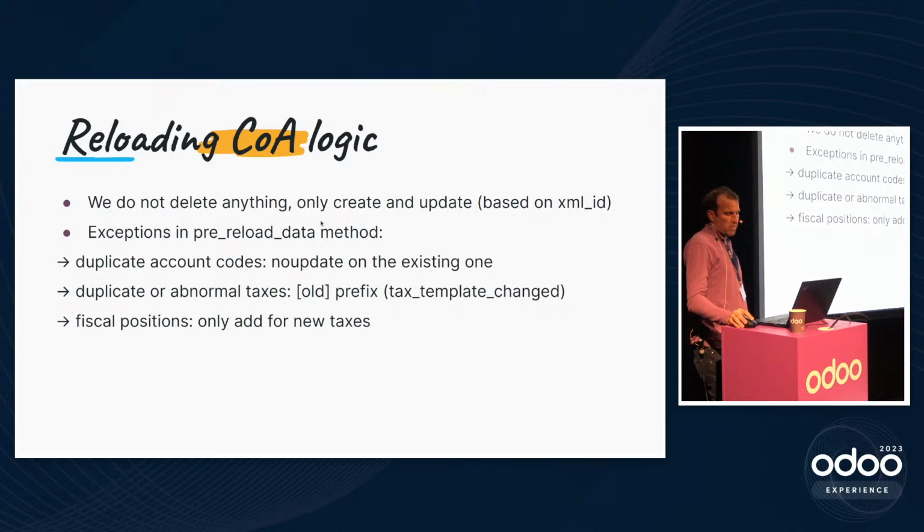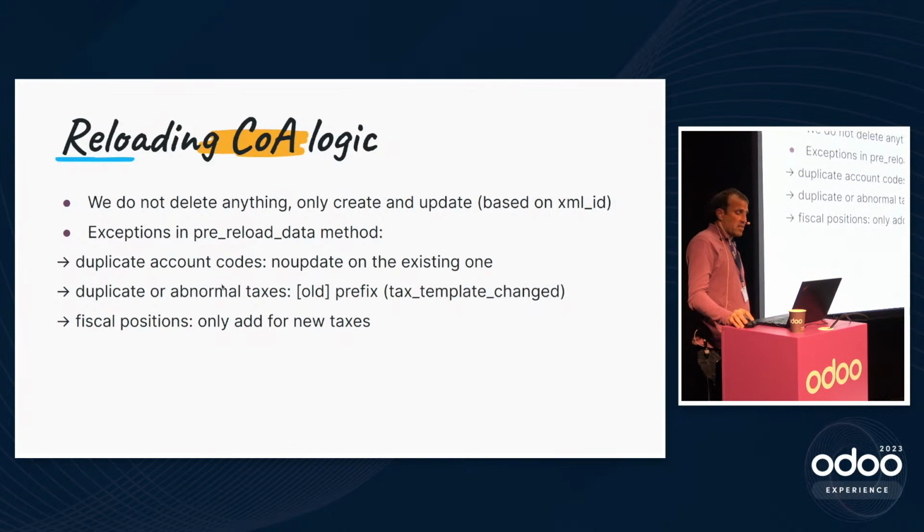We also try to be a bit conservative, because suppose you have duplicate account codes. Suppose you have created an account and then we change the CSV and add an extra account with the same code. Of course, you want to avoid that unicity constraint. In that case, we just put a no update on the existing one, and we let the existing one be what it is, and we don't update it.